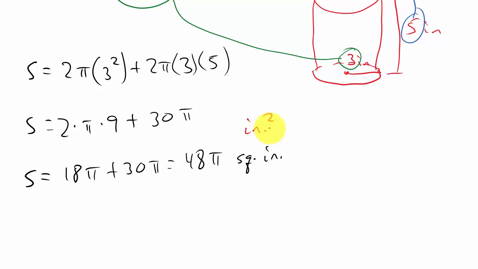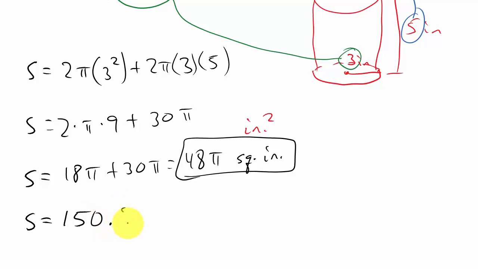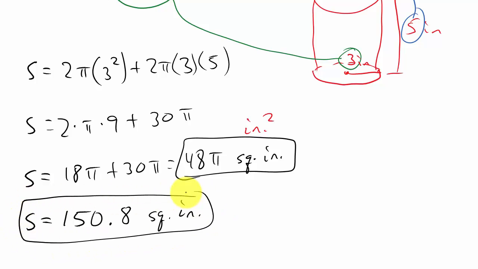We can also take the 48 and multiply that out. You could leave your answer like this, or another way is to just multiply 48 times pi on your calculator, and that would be 150.8 square inches. That's rounded to one decimal place.